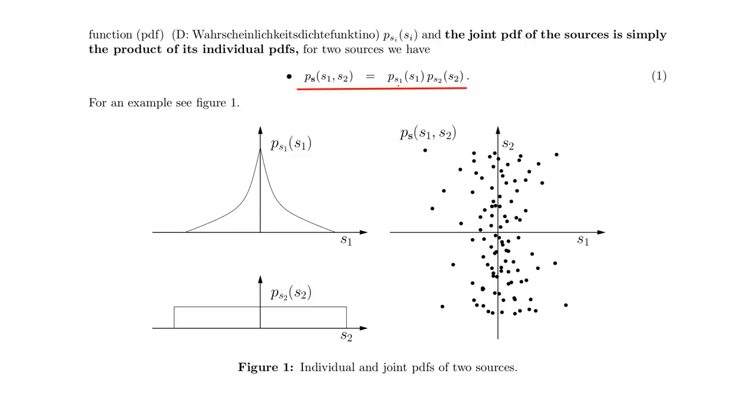P of S1 is a marginal distribution of S1, and that's shown here on the left side for this example. In this case, it's sort of a double exponential or Laplacian distribution, while P of S2 is the distribution of the second variable that goes along this line here, and that's a flat distribution in this case. Now, if you combine these two, you have a distribution that is sort of flat in the vertical and peaky in the horizontal, and that gives a distribution like this.